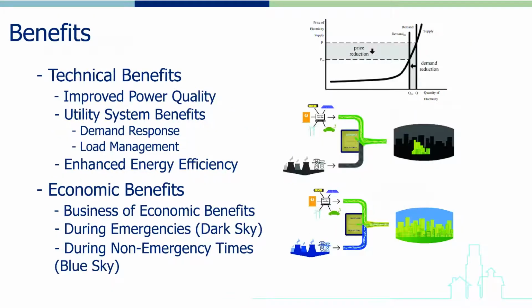Technical benefits that could be discussed in this section of the plan include the following. Is the utility experiencing reliability or power quality issues in the area where the proposed microgrid will be located? Will the proposed project increase power quality or reliability, and if so, how? What are the anticipated benefits to the utility system? For example, does it facilitate demand response or load management programs implemented by the utility? Will the microgrid increase energy efficiency overall?